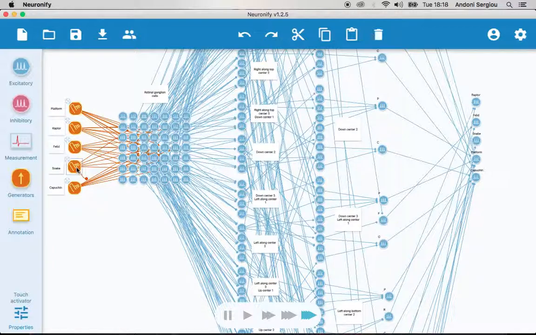So Snake confirmation hit the retina. A neuron in layer 1 activated. Neuron in layer 2. Now look at the final layers. There we go, only Snake neuron activated. We'll give Raptor one more go.